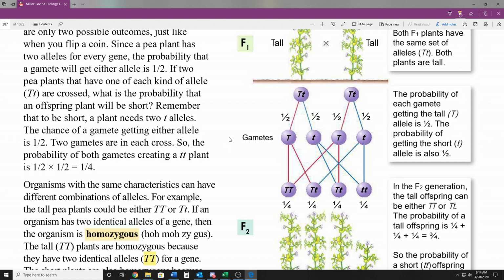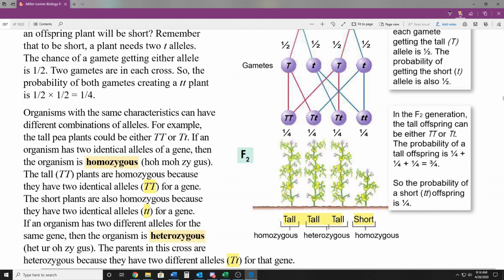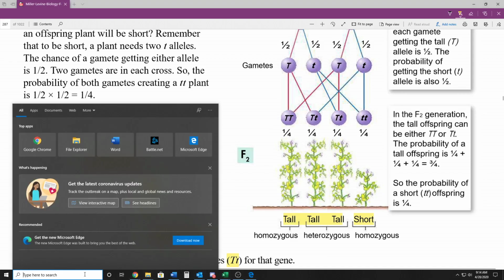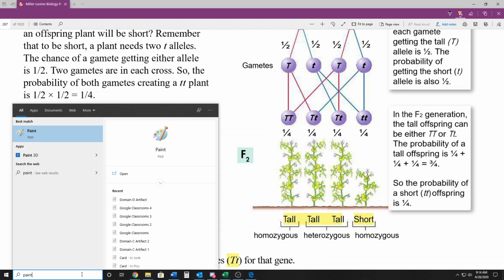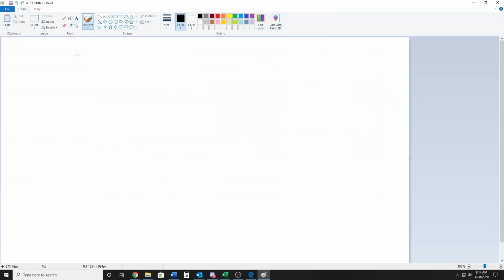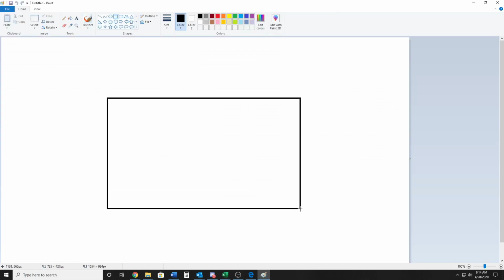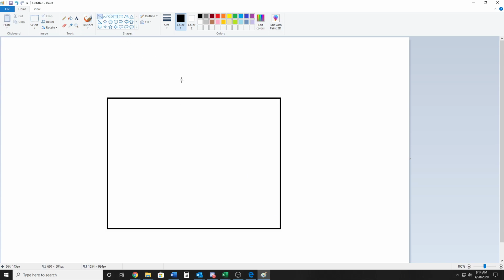Why are two of the tall plants heterozygous? Let me explain to you why two of these tall plants are heterozygous. Let's do a Punnett square. We'll do this right here. Get a line going straight down the middle, and a line right here. So remember these Punnett squares that we did? I'm going to show you why exactly our two plants that are heterozygous are tall.